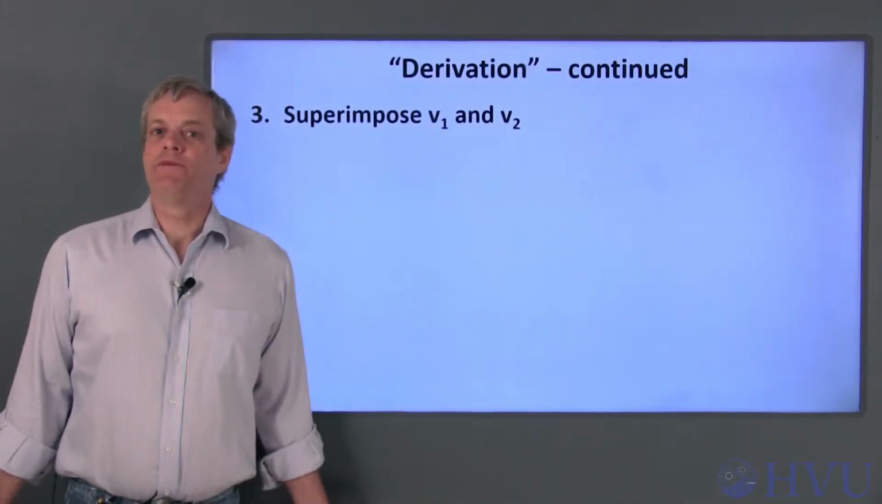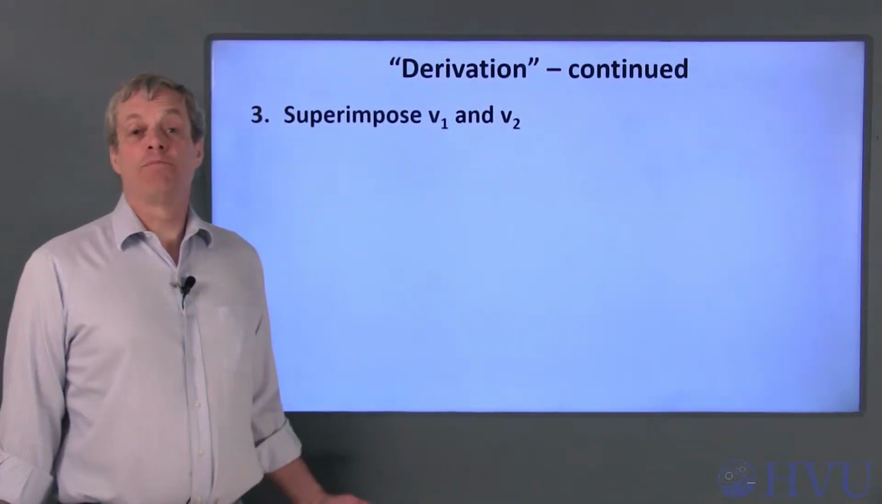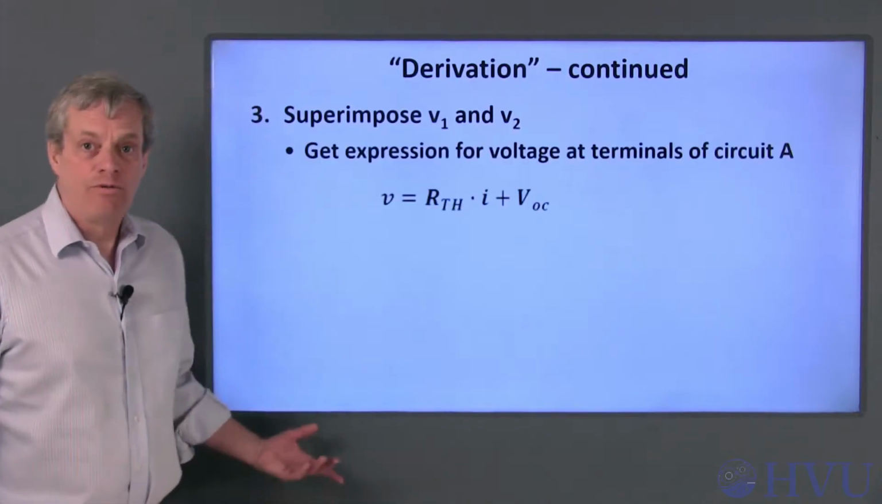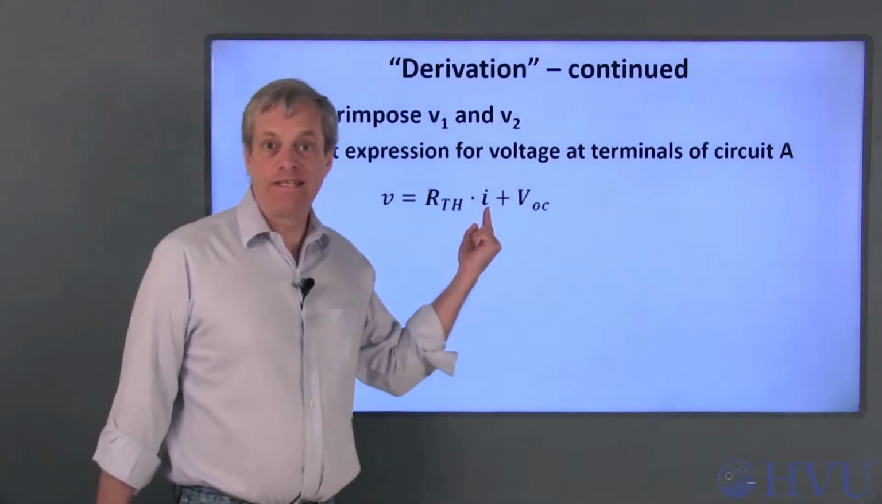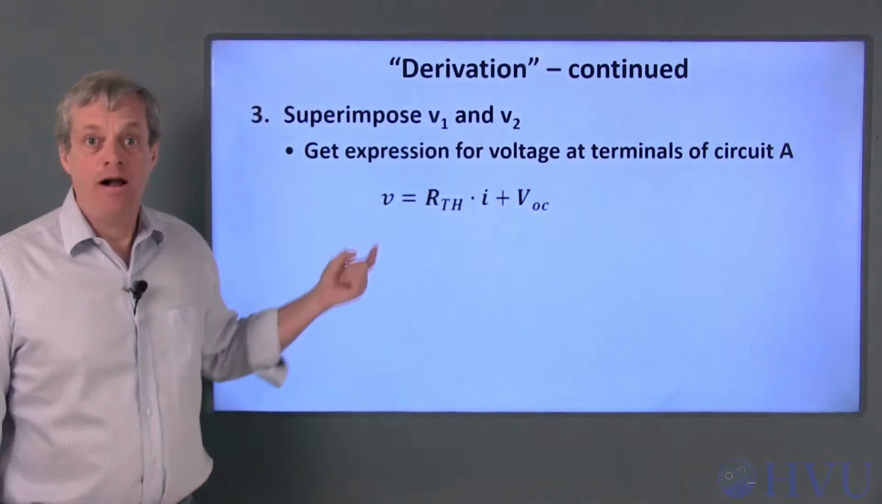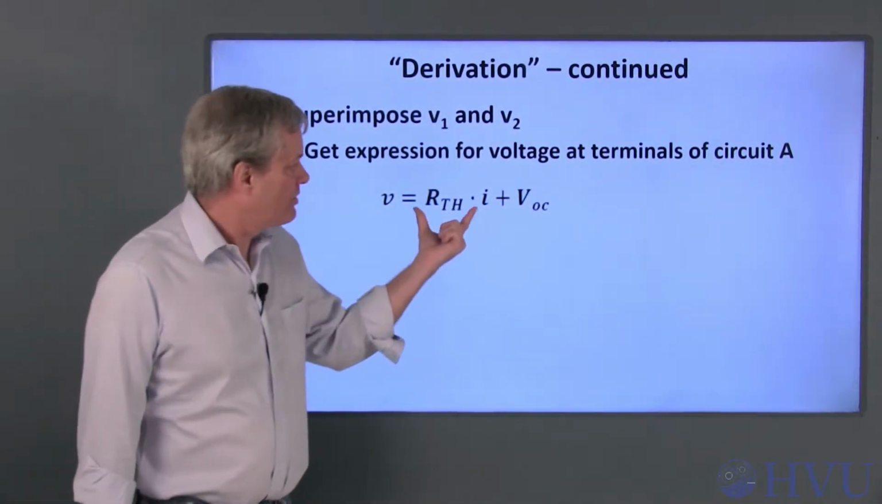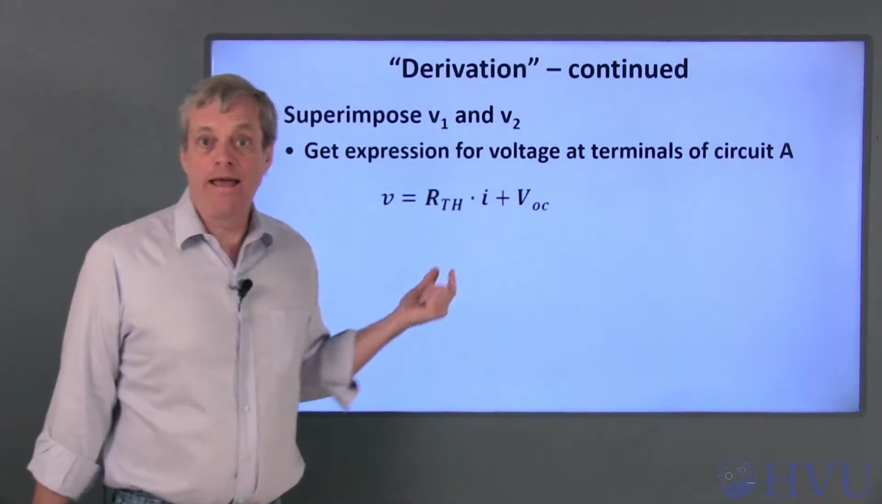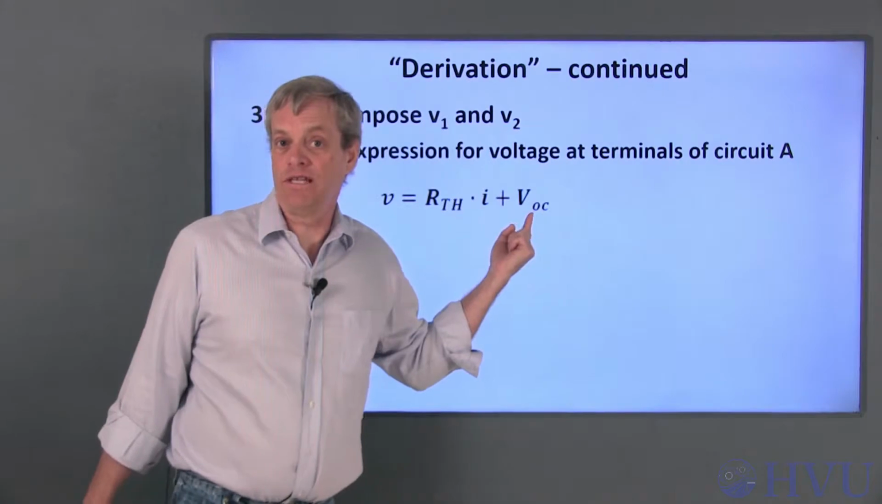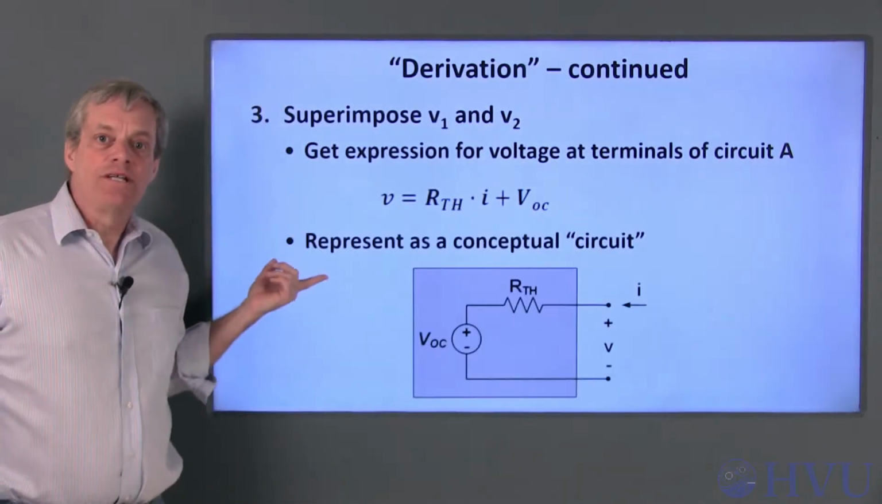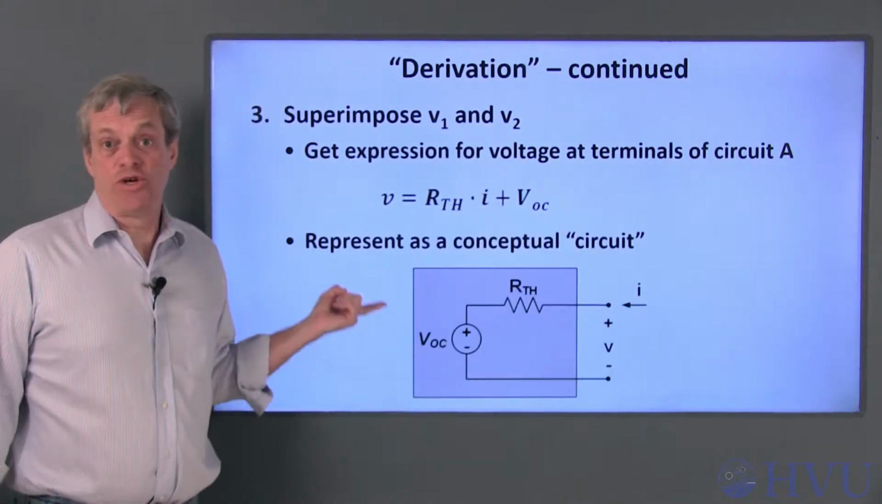The final step is to superimpose the contributions from the previous two steps. The resulting expression for the voltage across the terminals as a function of the current into the terminals is this. The voltage due to the external current source is RTH times I, and the contribution due to the sources inside the circuit is VOC. This equation can be represented by a circuit as shown here.